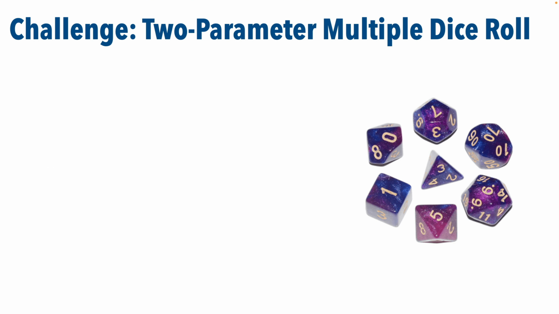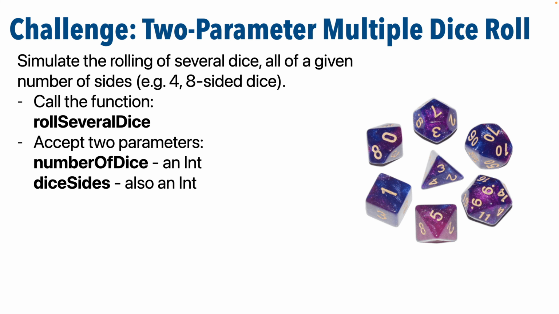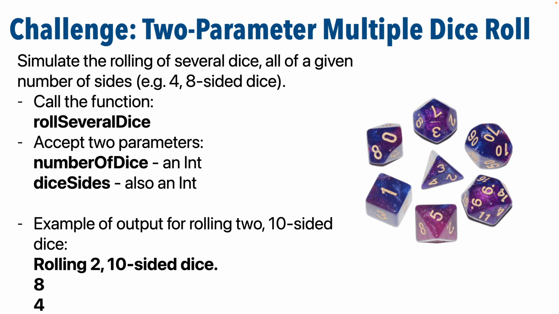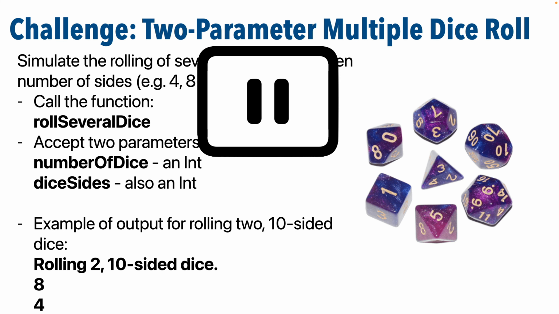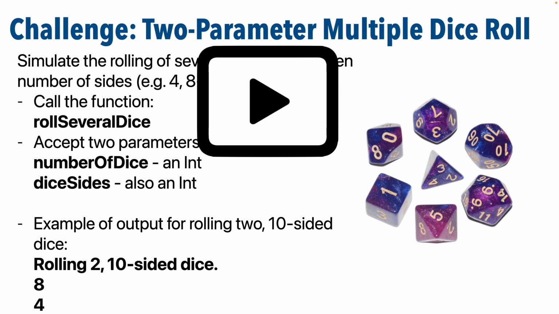Well, Swifter, I bet you could write a 2-parameter function on your own. So here's your challenge, the 2-parameter multiple dice roll. What you should do is simulate the rolling of several dice, all of a given number of sides. For example, 4 8-sided dice. We're going to call the function roll several dice. It'll accept 2 parameters, number of dice, which is an int, and dice sides, also an int. And an example of the output for rolling 2 10-sided dice would be rolling 2 10-sided dice, and then the results of each roll, 8 and 4 in this particular case. So give it a try, pause, I bet you can do it, and when you're ready, resume, and let's compare answers.